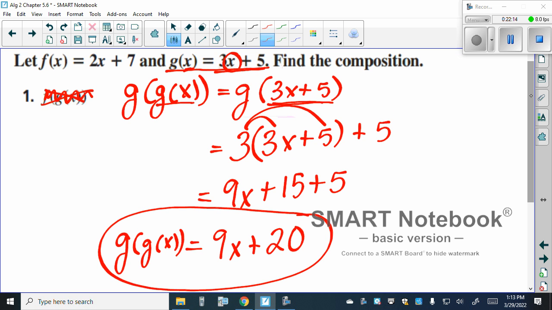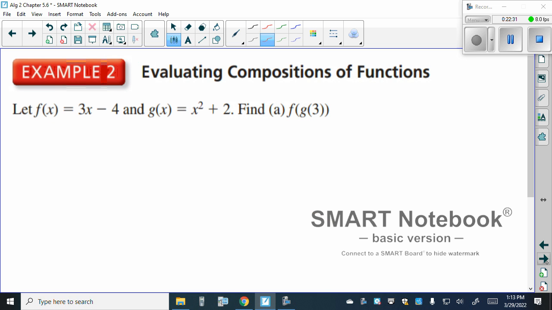Any other questions on these composite functions? All right. We're going to skip over the next one and go to example 2, evaluating a composite function. So we're going to look at evaluating these composite functions.